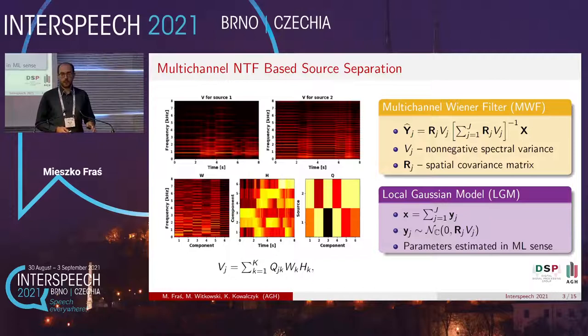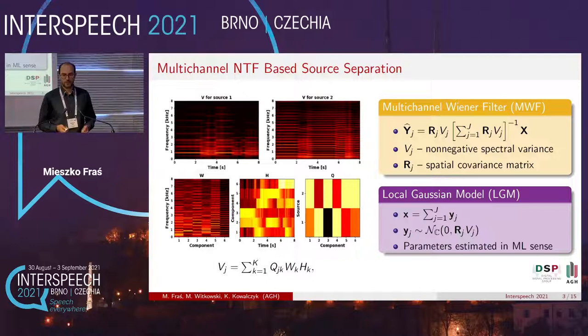Actually, these power spectra V are further factorized with a non-negative tensor factorization model. And the key advantage of this model is that these algorithms are able to estimate this power spectra even for a small microphone array and without any training data, and they are very versatile. However, in presence of high reverberation, it is very hard to obtain accurate estimates, so we would like to first remove the reverberation and then perform the source separation.